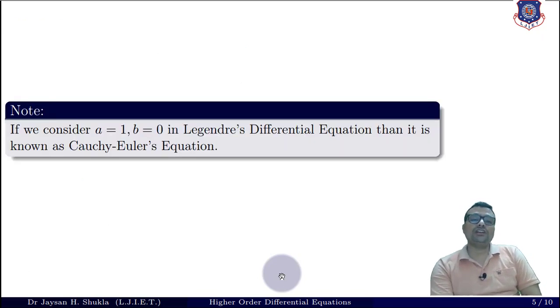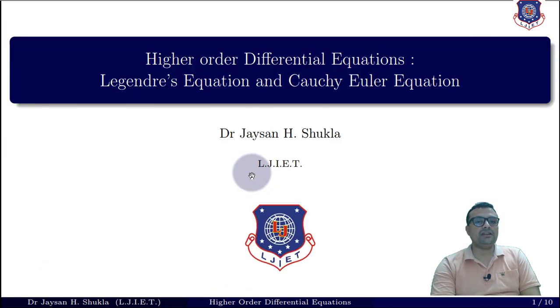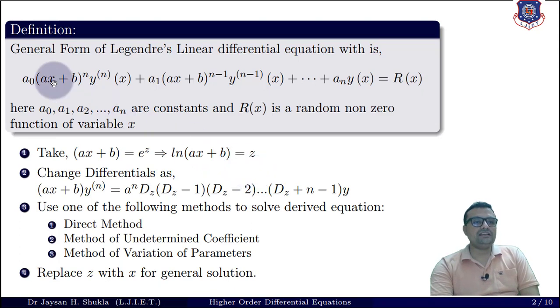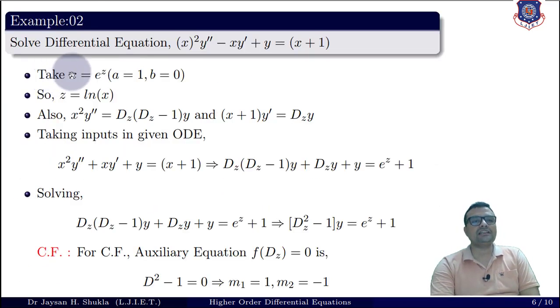Now, as I told you, there is a very special case in Legendre's equation. If A equal to 1 and B equal to 0 in Legendre's equation, then it is known as the Cauchy-Euler equation. If A is 1 and B is 0, that means there is only one term over here, which is x. So the general form will look something like this.